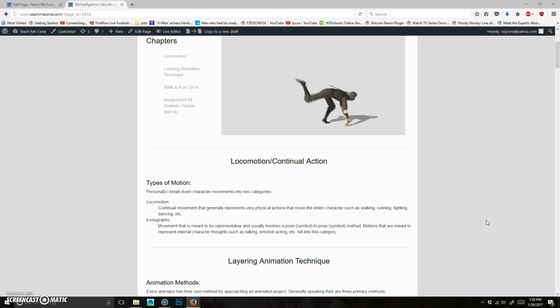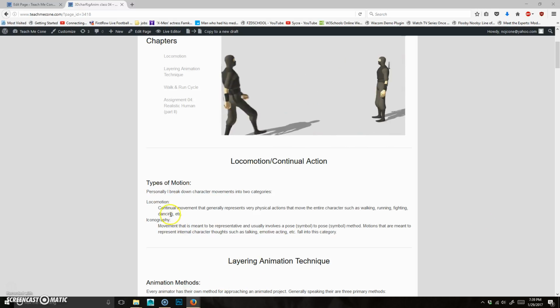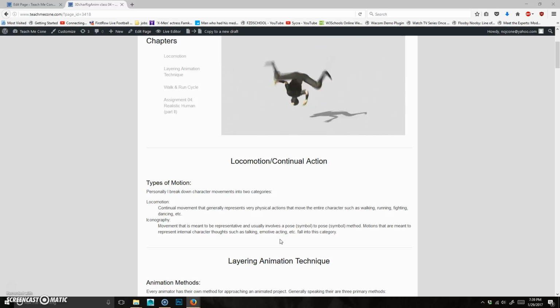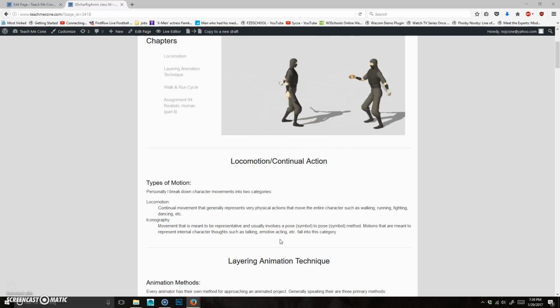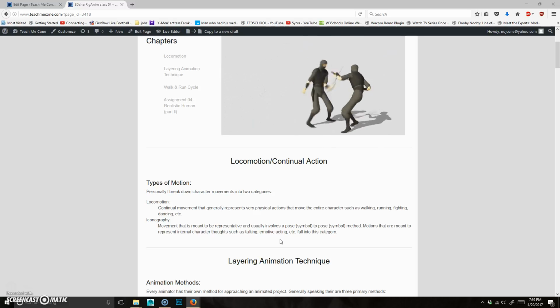Obviously, when you think of locomotion, it just means movement in a way, right? Like a locomotive is a train. Iconography is more when you're trying to represent a series of symbols or poses or icons to represent what you're trying to do. So typically things like acting, talking, emotion, things of that sort.